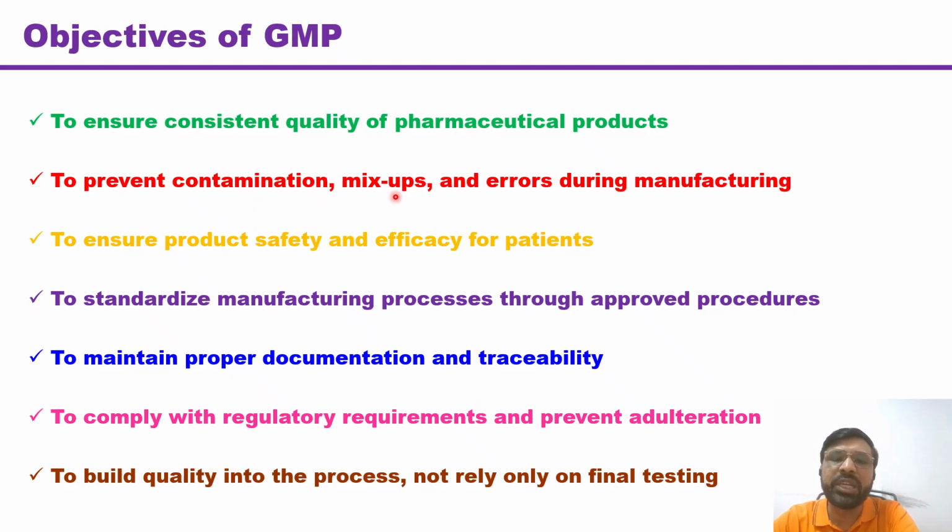The second is to prevent contamination, mix-up and error during manufacturing. There are some chapters in GMP giving the guidelines on how to maintain segregation within the production department, how to avoid contamination, how to avoid mix-ups, how to avoid errors. There are various fundamentals available in the GMP. By maintaining those fundamentals, we can avoid contamination and mix-ups.